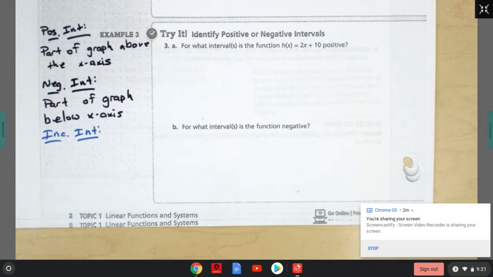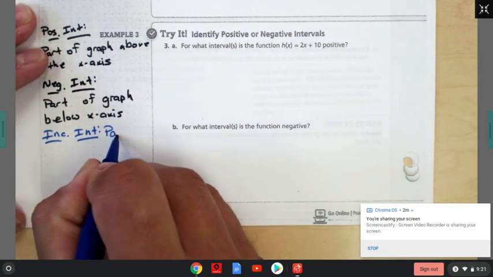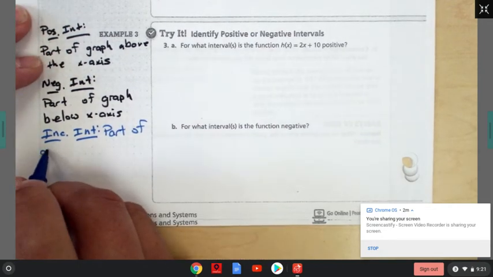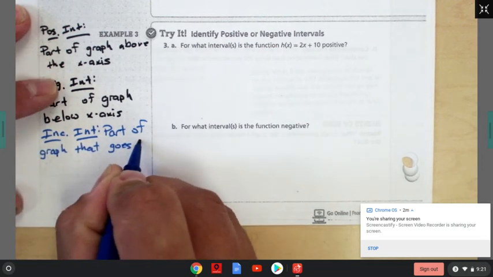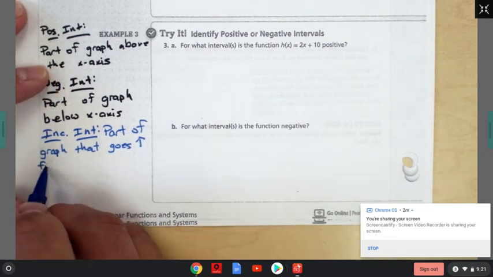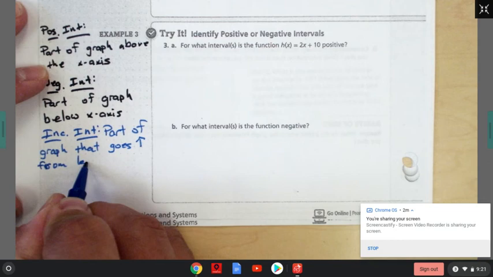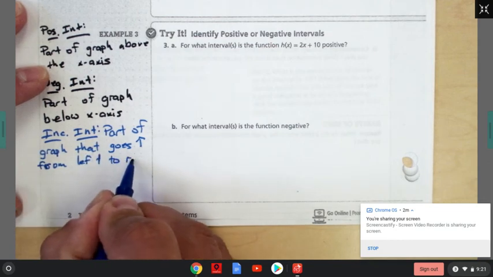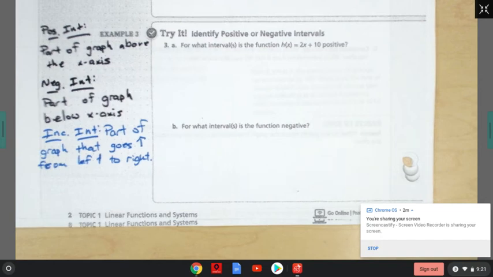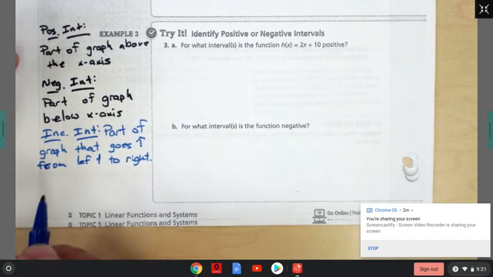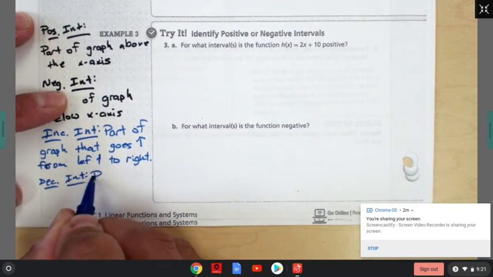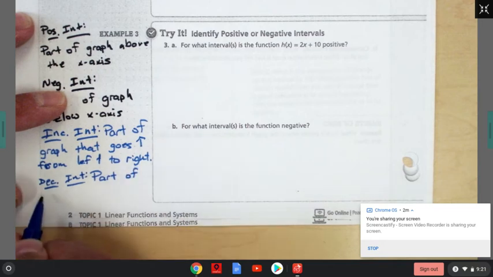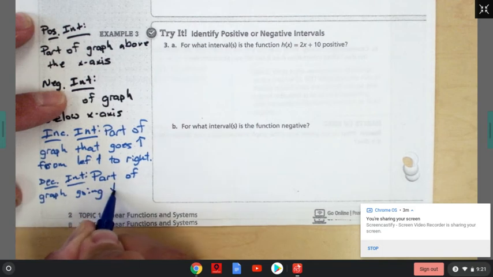Okay, so the increasing interval is the part of the graph that goes up. I'm going to put an up arrow from left to right. So if the graph is going up from left to right, we call that increasing. And again, the same thing vice versa. If it's decreasing, that is the part of the graph going down from left to right.